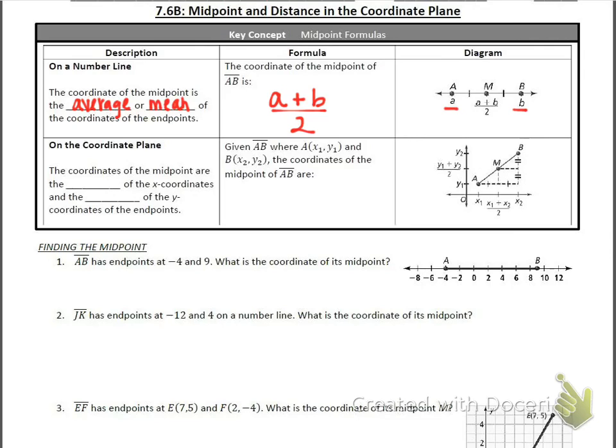So let's look at number 1 in your examples. I'm looking at segment AB, the one that's given to us. It has endpoints at -4 and in between 8 and 10, so at 9. So I'm just going to write 9 underneath it for myself. What is the coordinate of the midpoint? So to find the midpoint, we find the average. So -4 plus 9, and we'll divide by 2.